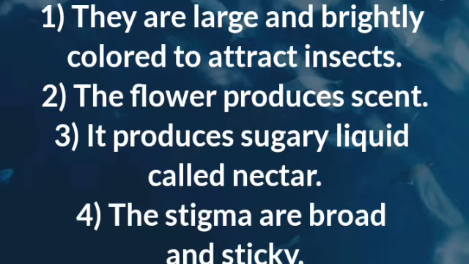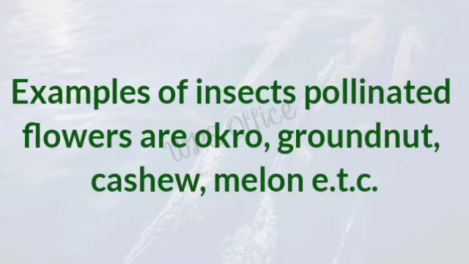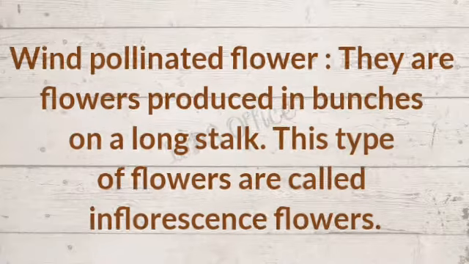4. The stigma are broad and sticky. The stigma of the flower are broad and sticky, so that also attracts the insect. Next, examples of insect pollinated flowers are okra, groundnut, cashew, watermelon. I'll come again, okra, groundnut, cashew, and watermelon.